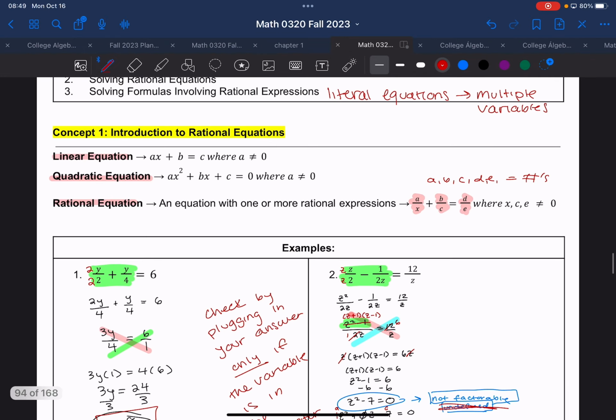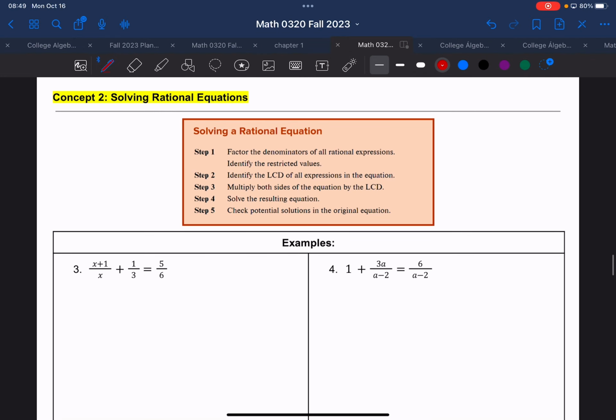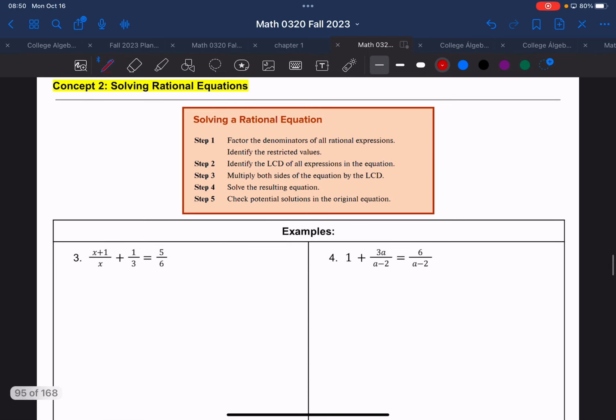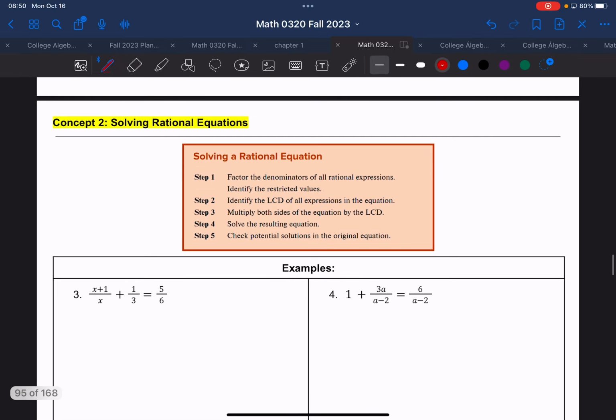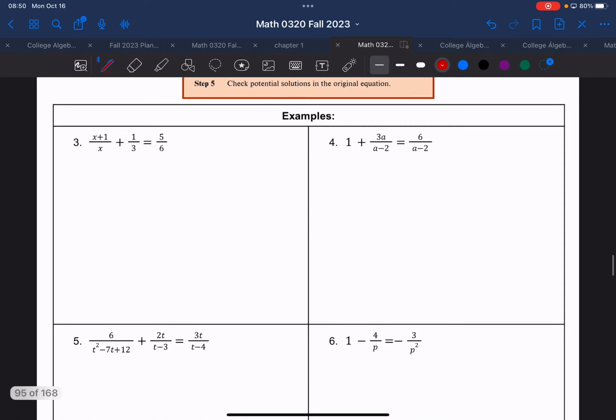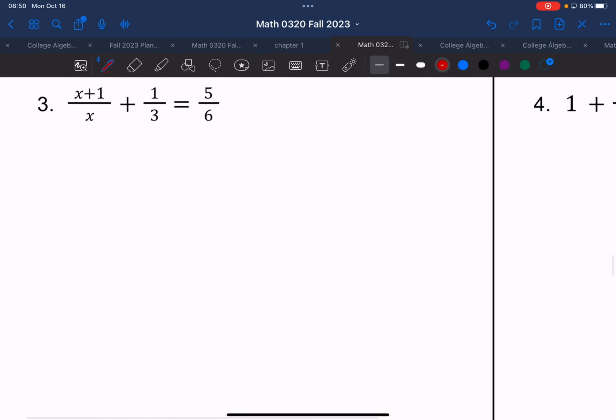What was that first concept? Okay. So in that first concept, we were just looking at those as examples. So we're doing the same thing here, and we are going to use method 2 like we did in the previous notes, and we're going to multiply everything by a common denominator. So right away, we're going to get rid of the fractions. So looking at number 3, we have the denominators x, 3, and 6. So we're using that method 2 from the last notes.